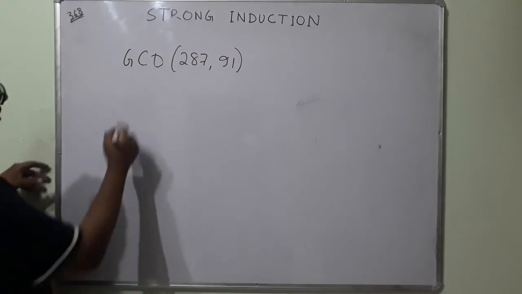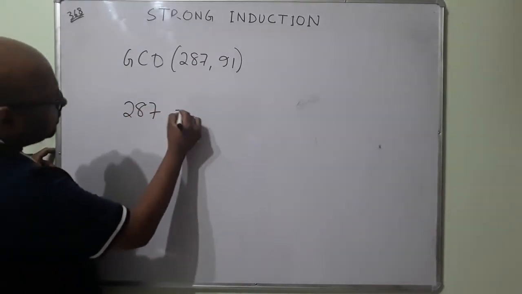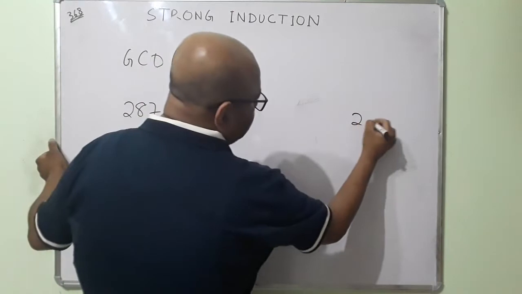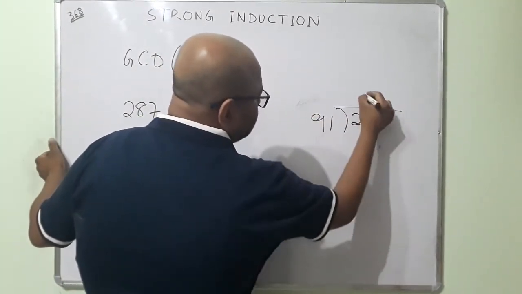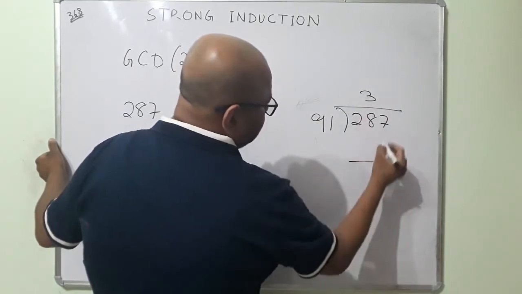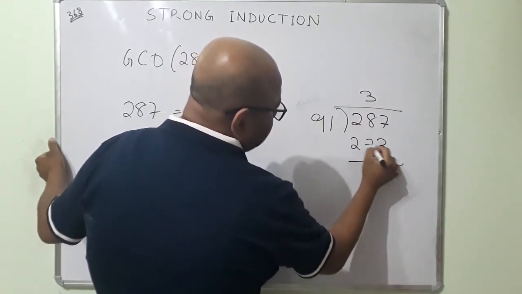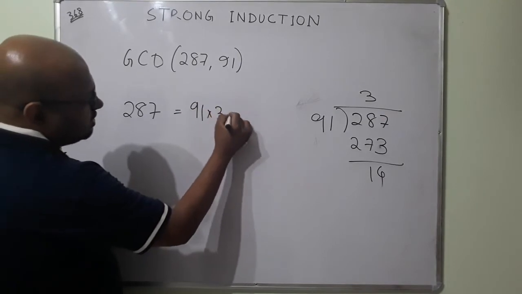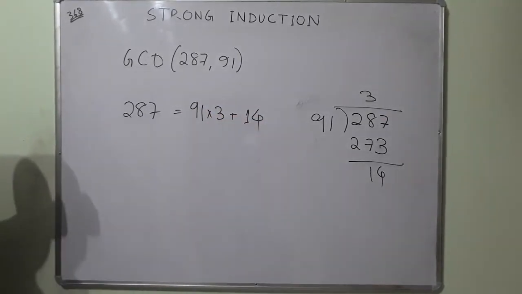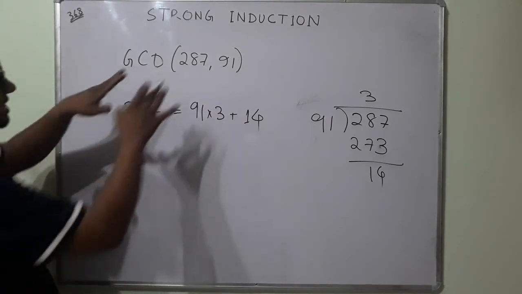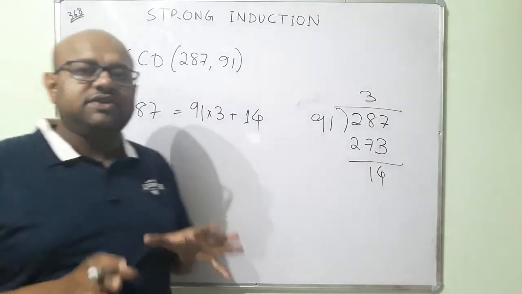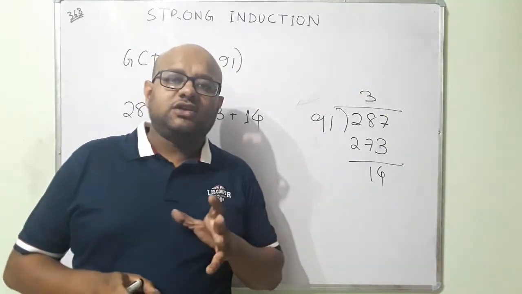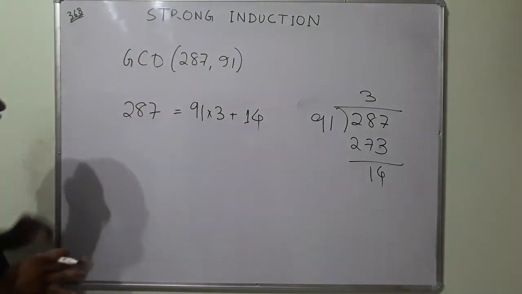Let us make some observations. 287, if I divide by 91, I will get 3 as quotient and 14 as remainder. Okay, so 287 divided by 91 gives me 3 as quotient, and 91 into 3 is 273, and this is 14, and 14 is the remainder. Okay, so 287 is 91 into 3 plus 14. Alright, now say these two numbers have some GCD, there is some divisor that is going to divide both of these numbers. Okay, so any number that divides both of these numbers, let us talk about the sum of these numbers.